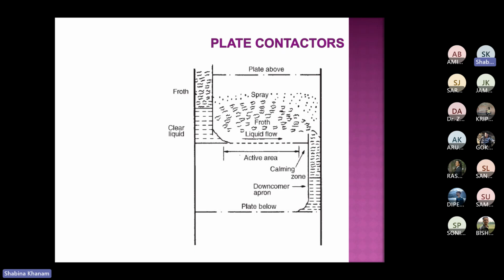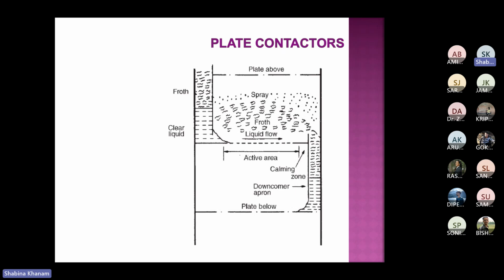Downcomer backup means that whatever liquid and froth is available in the downcomer, it should have sufficient residence time so that separation between vapor and liquid is possible. So we have seen different conditions over here. Number one, weeping. Number two, entrainment. Number three, flooding. Number four, downcomer backup. Number five, coning. I hope you are getting all this.